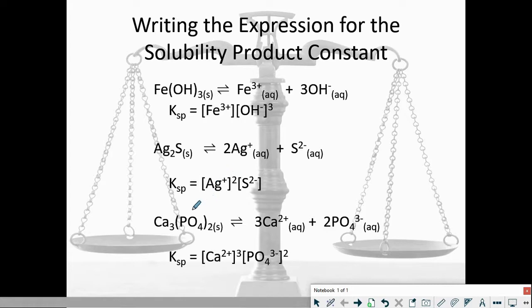And here's a third example. We see that there's a 3 in front of the Ca and a 2 in front of the phosphate. Therefore, the expression for the solubility product constant will have an exponent of 3 for the calcium ion and an exponent of 2 for the phosphate ion.